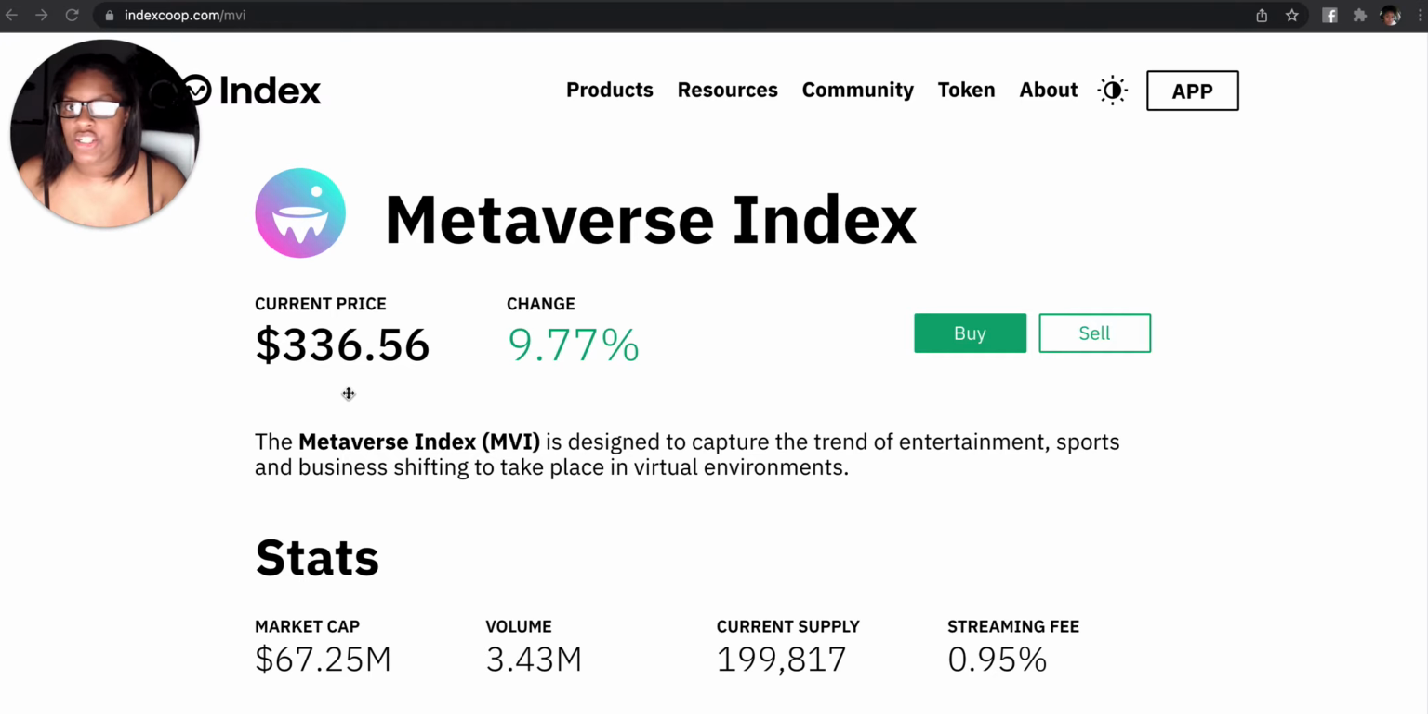Please understand that this changes every second. So this is probably not what it is right now, but it's always constantly changing.